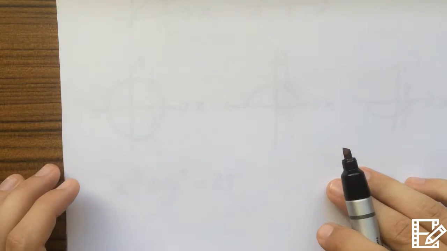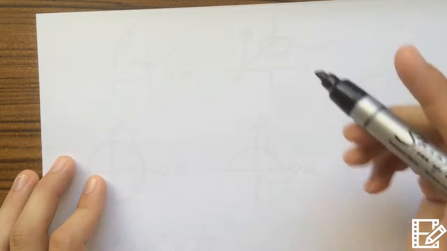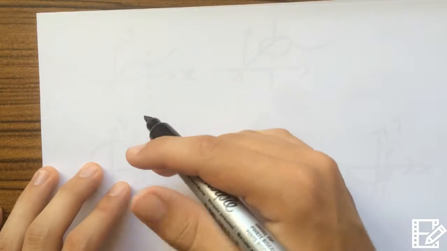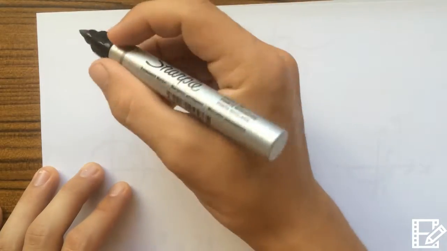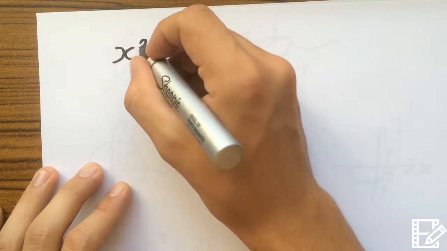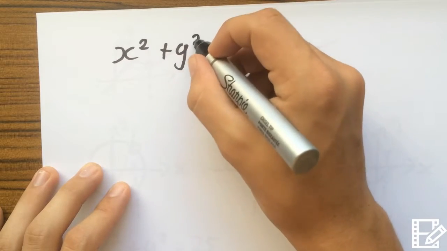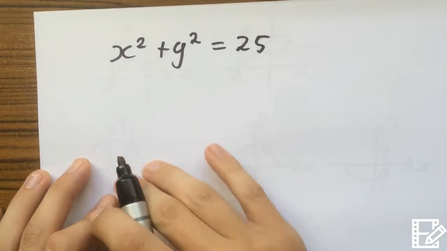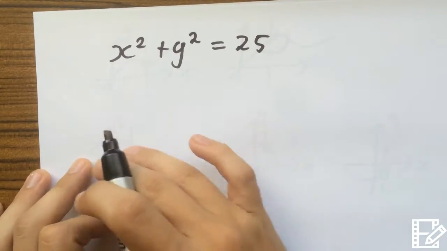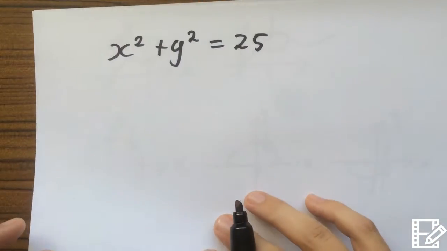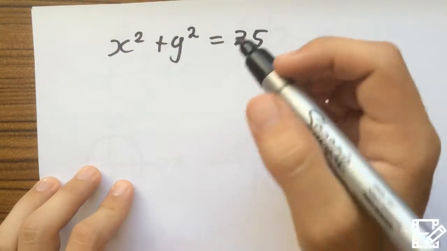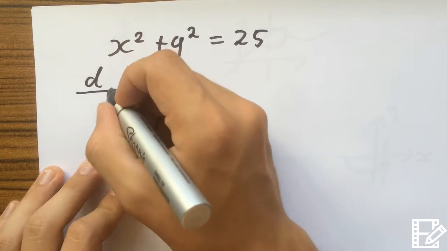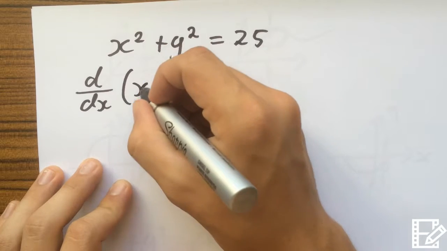Differentiating implicitly just means we're going to be finding the derivative of both sides and rearranging for the derivative. It sounds more complicated than it actually is. But we have x squared plus y squared equals 25. Okay, we'll do that example because it's easy. We can relate to that. Now, first step, we're going to find the derivative of both sides.